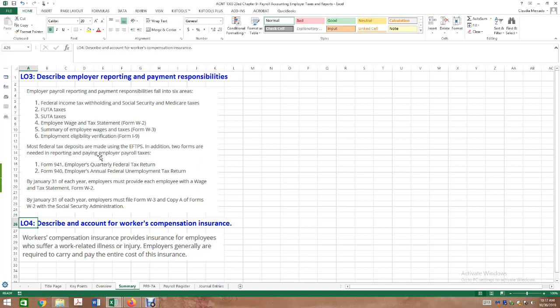This chapter also touches on workers' compensation insurance. Okay? So workers' compensation insurance basically provides an insurance for employees who suffer a work-related illness or injury. Okay? Employers generally are required to carry and pay the entire cost of the insurance. So this is a cost that is specific to the employer. The employer will pay for the workers' compensation insurance.